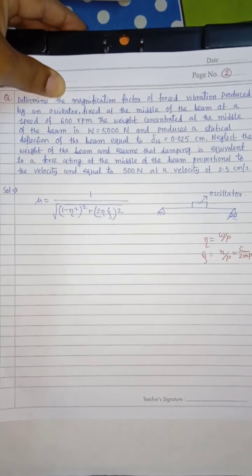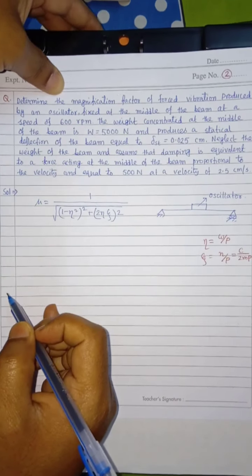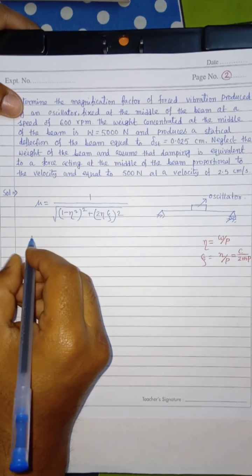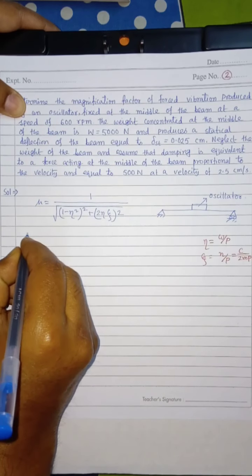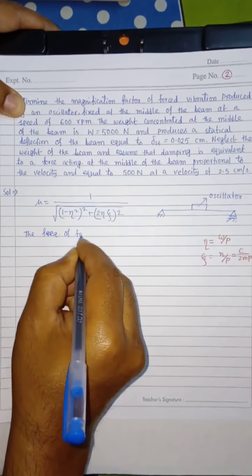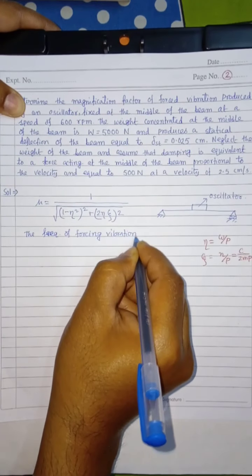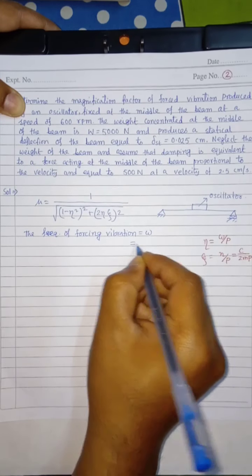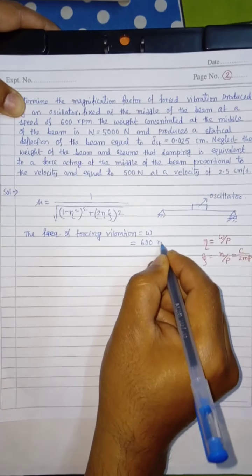Here, omega is equal to how much? This is equal to the frequency of forcing vibration. So you can write here the frequency of forcing vibration is equal to omega, that is equal to how much? 600 rpm.